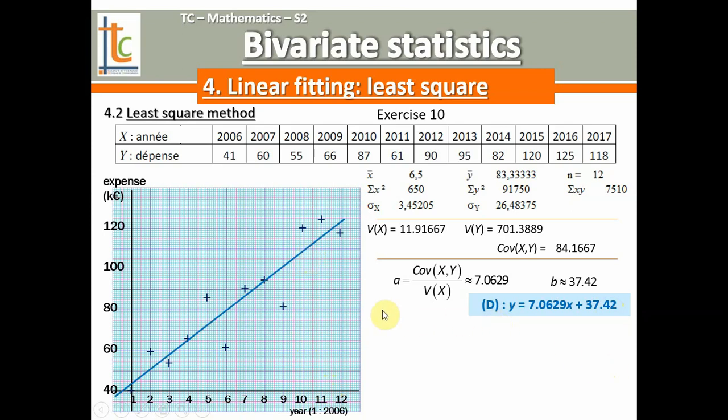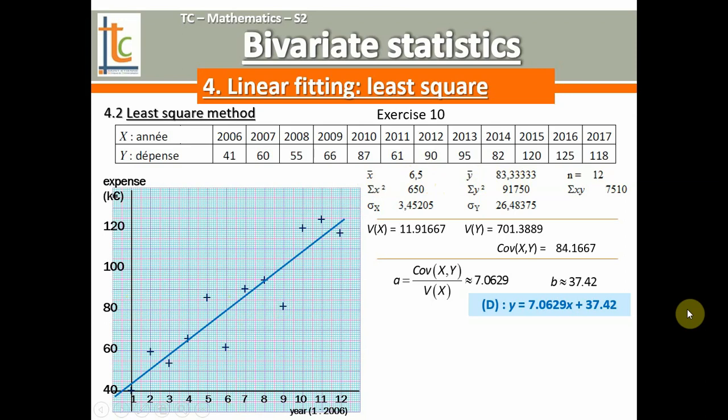You can check that the mean point of the cloud belongs to this line. It was obvious because of the calculation of B, but still we can check it. X bar equals 6.5, Y bar 83.33, G is the point whose coordinates are X bar and Y bar, so 6.5, 83.3, and it leads to a point of the line. Yes, indeed.